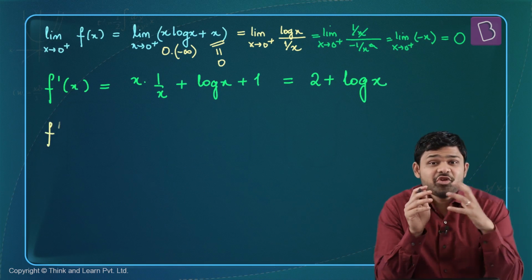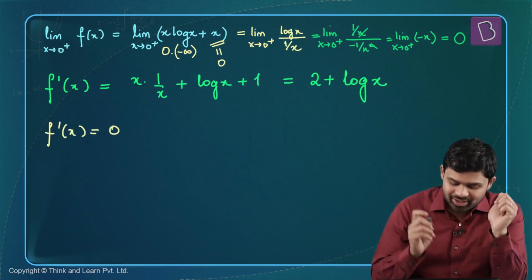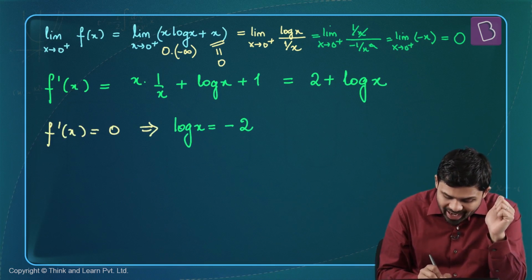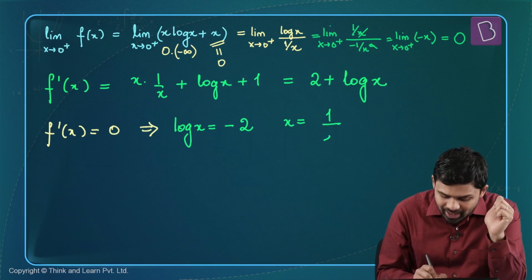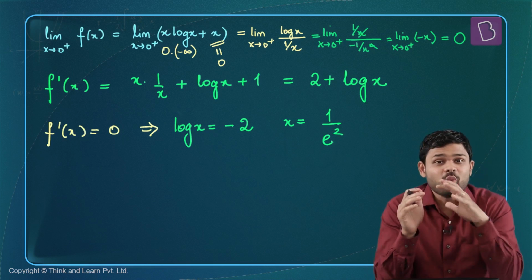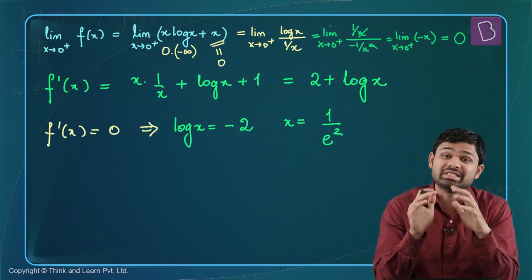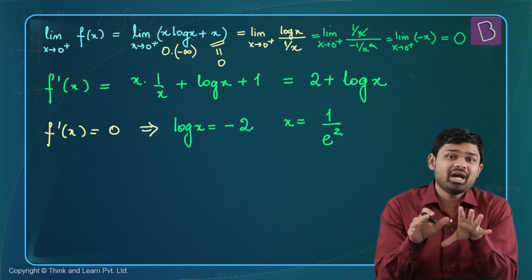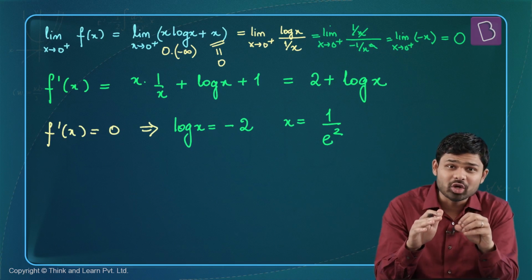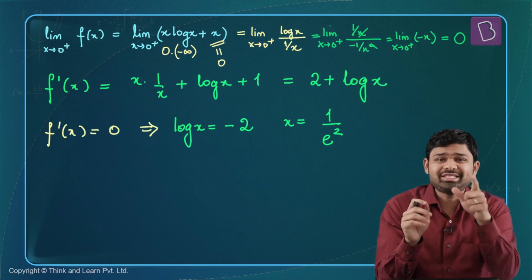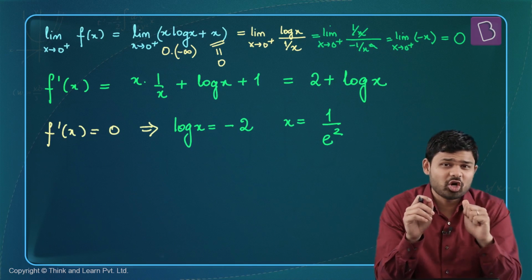So if f dash of x is equal to 0, then that would imply that log x equal to negative 2, or x is nothing but 1 upon e square. So 1 upon e square is a critical point because at this point the derivative becomes 0. This means that this can be a point of local maxima or local minima, or this can be a point of inflection. So let's try and see if it's a point of local maxima or local minima.